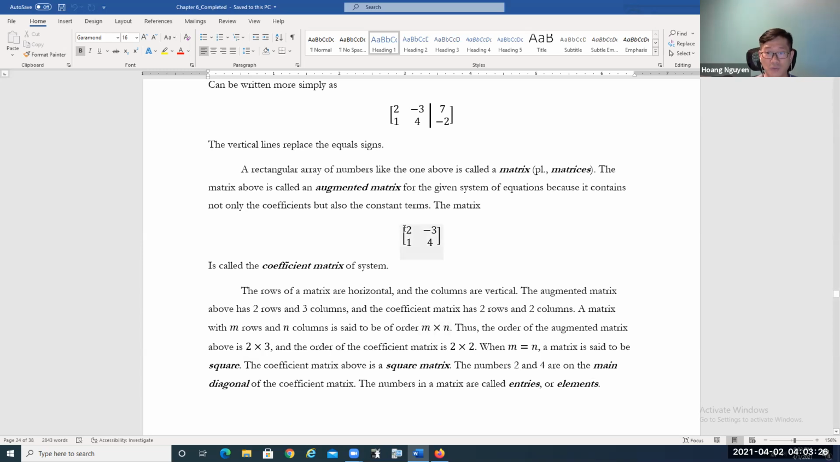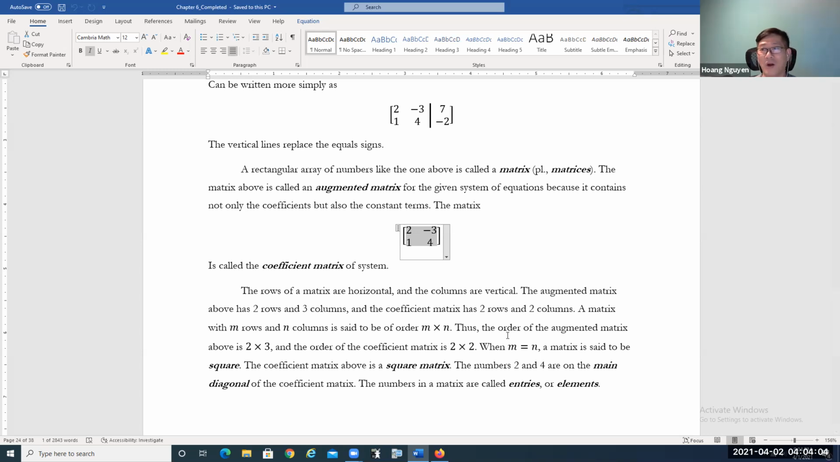The numbers 2 and 4 are on the main diagonal. This number 2 and the number 4 are on the main diagonal. The numbers in a matrix are called the entries or the elements of the matrix. So each number in the matrix is called an entry, or an element, of the matrix. That's just a few definitions related to matrices.